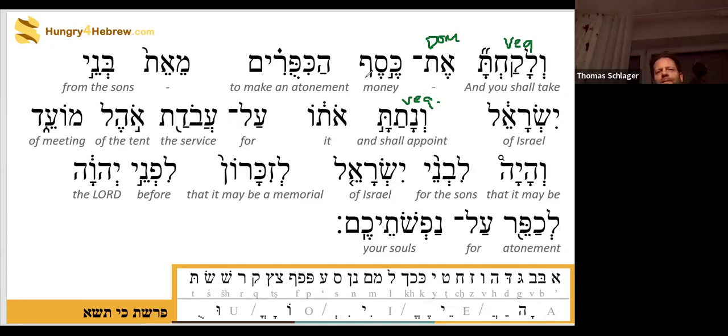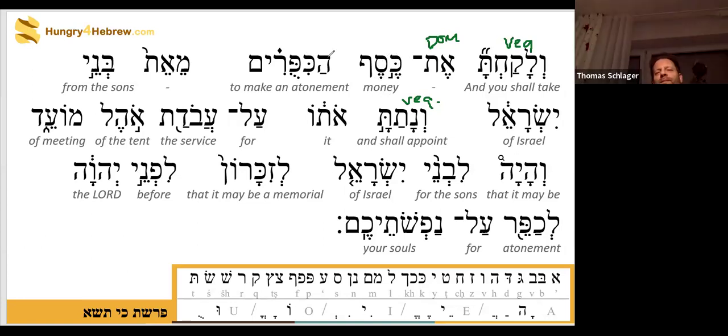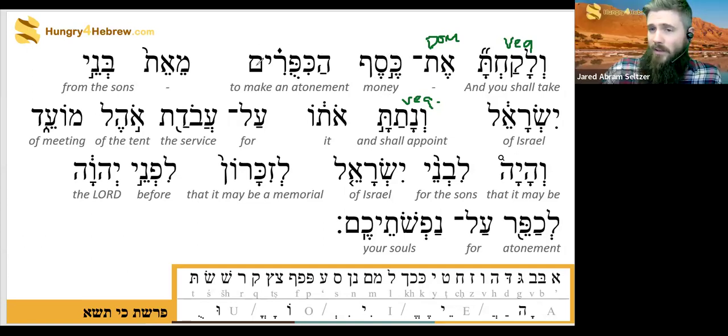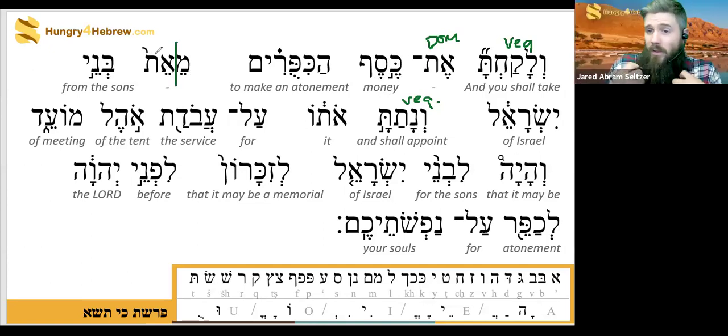Money normally is, historically, gold and silver. Something valuable like gold or silver. Kesef is silver. Hakiporim, the silver of the atonement that was made. Me'et, me is from, et is with. So it's with them, and you're taking it from with them. From Bnei Yisrael, the sons of Israel, venatata, and you shall.